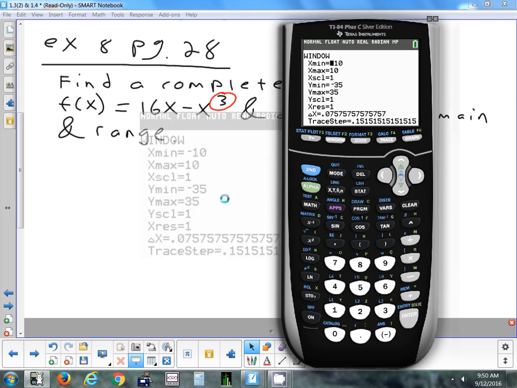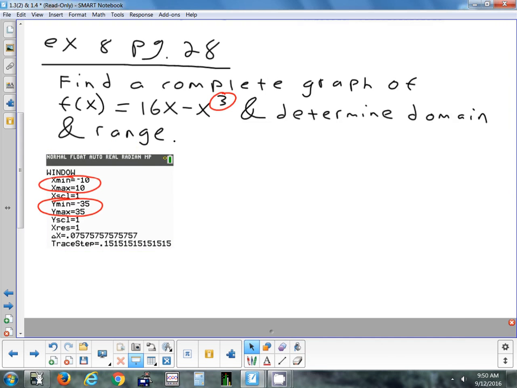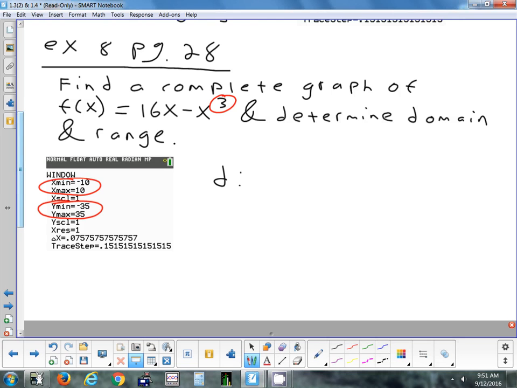So let me write down my window. Okay, and you could have a slightly different window. If you had negative 50 to 50 on the y's, I would say that's fine. But negative 10 to 10, definitely not, because it's cutting off the turns. Okay, my domain. Okay, so you can look at the graph and say, how far to the left and the right is the graph going to go? Or ask yourself, is there any number that you can't multiply by 16? And is there any number you're not allowed to cube?